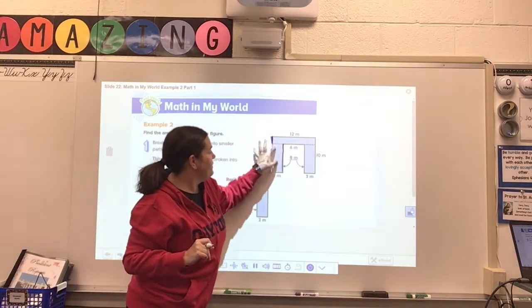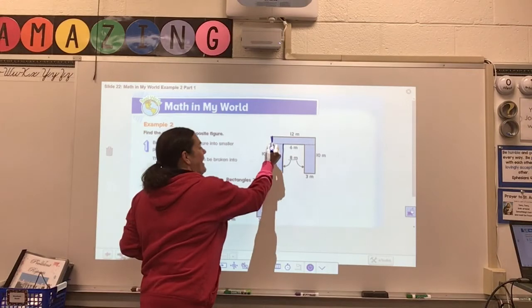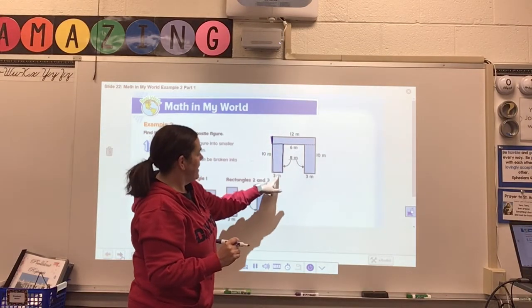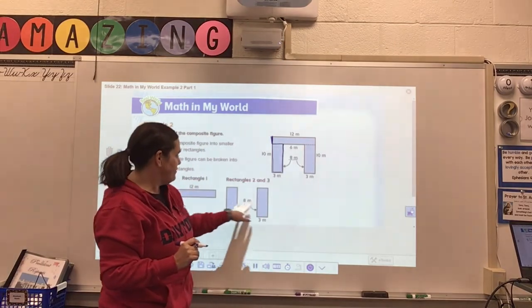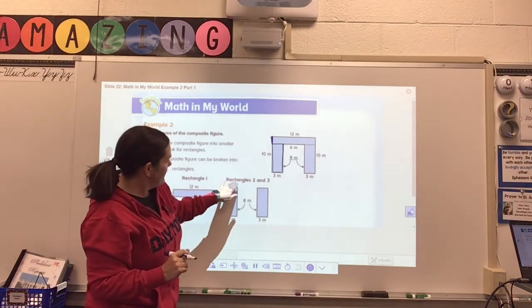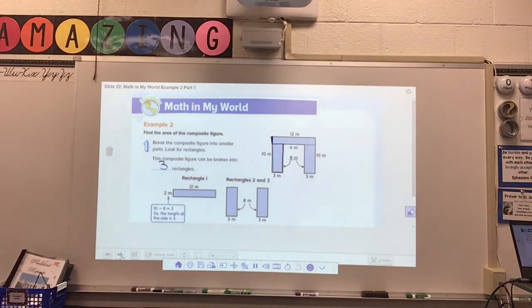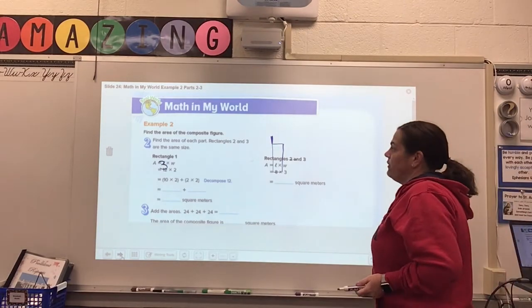These two rectangles are actually the exact same size. It's 8 meters times 3 meters, and 8 meters times 3 meters. These are actually the exact same. So rectangles 2 and 3 will have the same area. So let's figure it out.